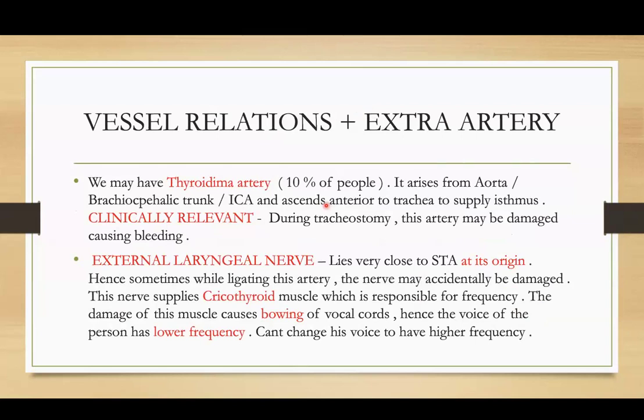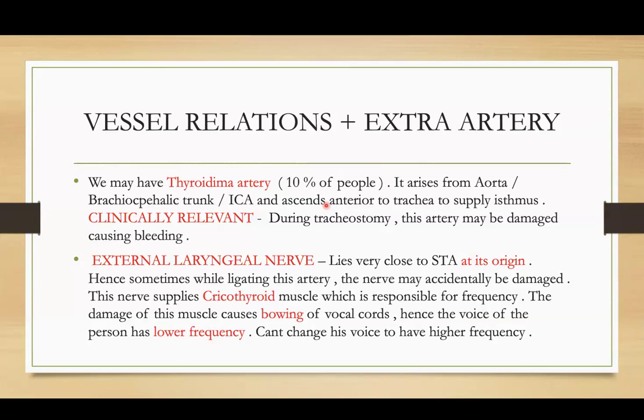Then we have the nerves, and there's two of them, and these are some of the most important things in this lecture because you're guaranteed to get a question about the nerves and arteries relations. So the first one is the external laryngeal nerve. It lies very close to the superior thyroid artery at its origin. So when the STA originates from the external carotid, that's where it is in relation to the external laryngeal nerve. So sometimes while we're ligating this STA during a thyroidectomy, the nerve may accidentally be damaged.